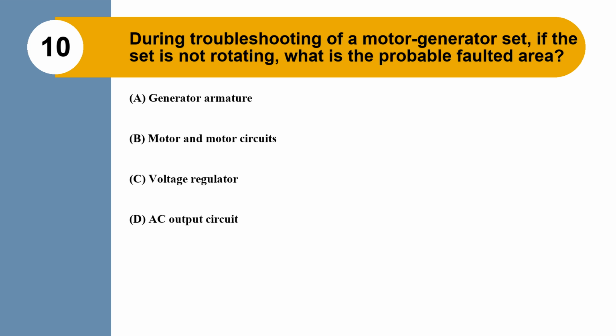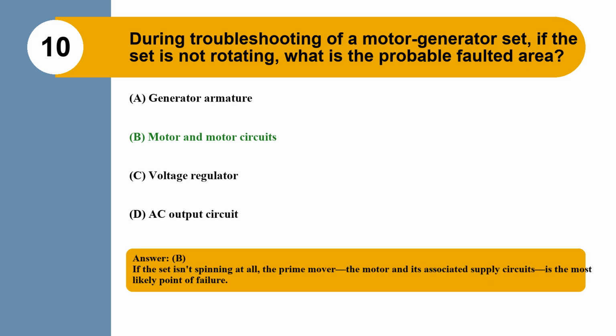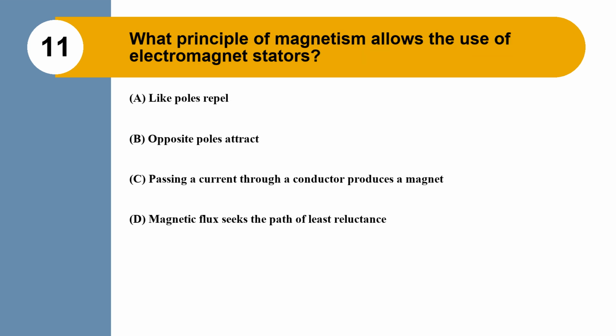Question 10. During troubleshooting of a motor generator set, if the set is not rotating, what is the probable faulted area? Option A, generator armature. Option B, motor and motor circuits. Option C, voltage regulator. Option D, AC output circuit. The correct answer is option B, motor and motor circuits. If the set isn't spinning at all, the prime mover, the motor and its associated supply circuits, is the most likely point of failure.